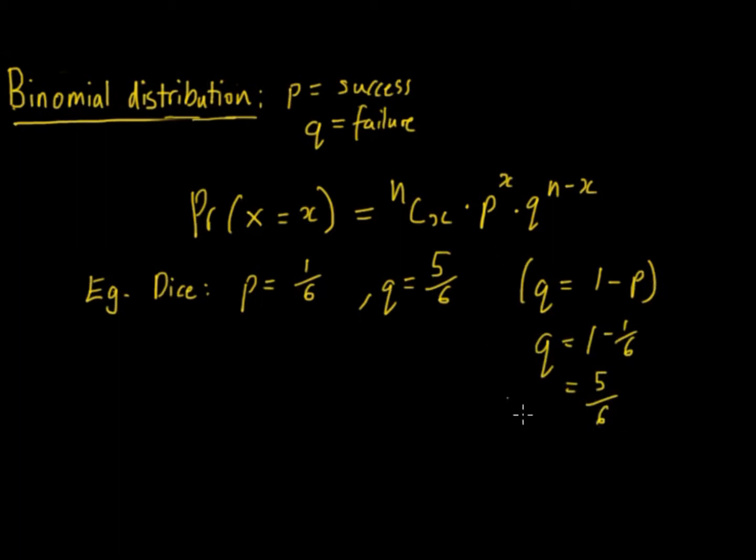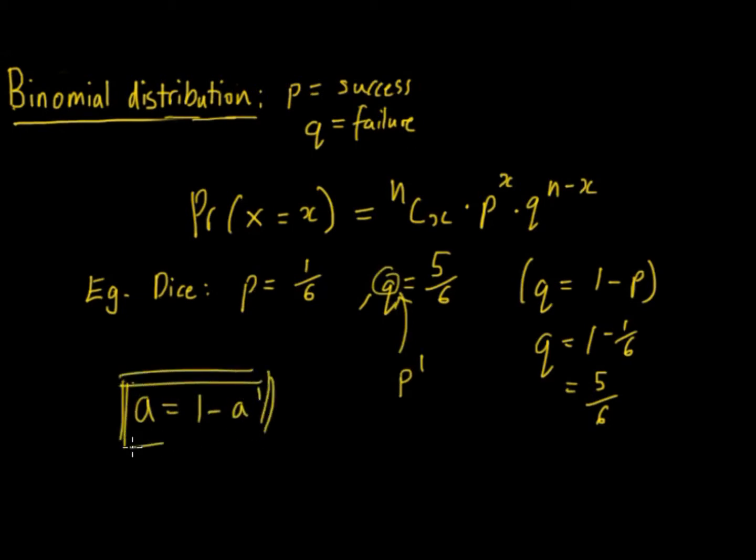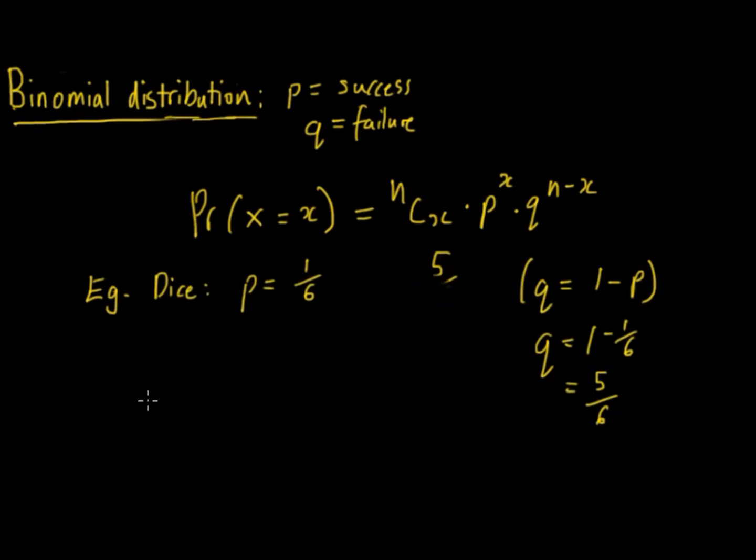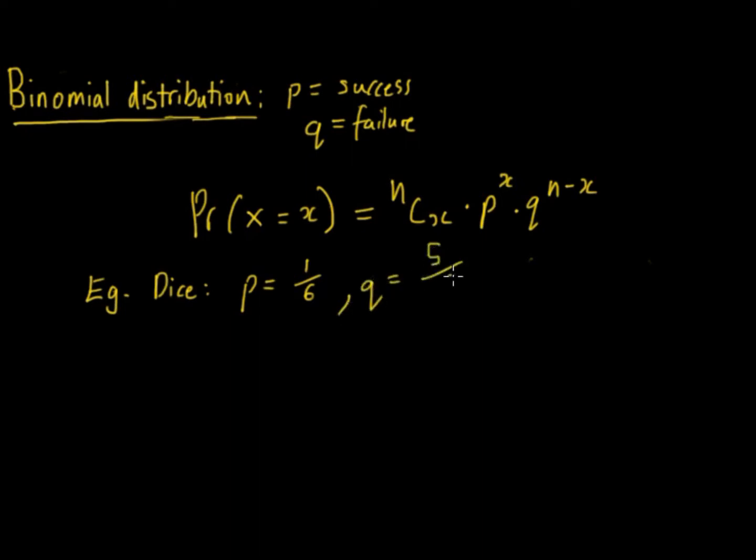Now the reason for this is that Q and P are inverses. So you can think about Q as the inverse of P. I've already mentioned before the formula that A is equal to 1 minus A inverse, and that is a very important formula, and you can see that here. So we've got P is equal to 1 on 6 and Q is equal to 5 on 6.